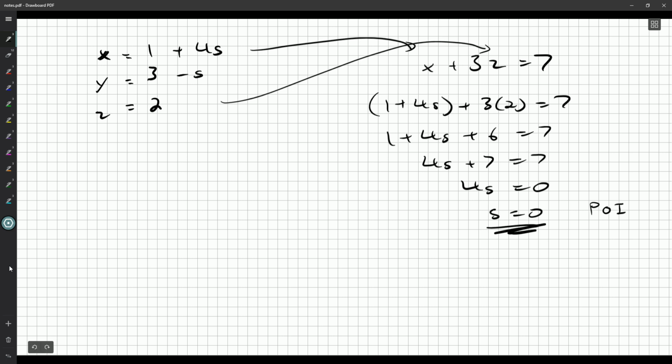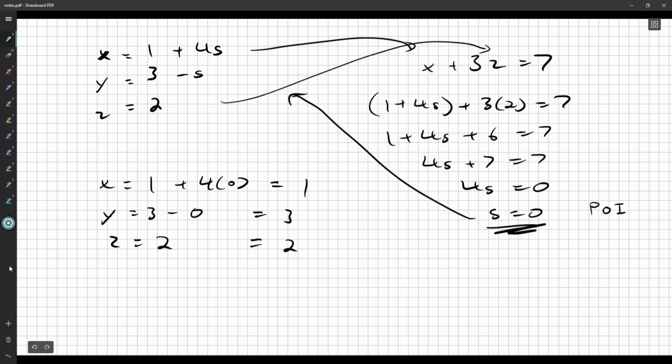We need to remember how to interpret the end result. If you can solve for a value of s or t or q, you have a point of intersection. And to give a perfect answer, we would then plug this value of s back in. Say x is 1 plus 4 times 0. Y is 3 minus 0. And z is still going to be 2. Z is always going to be 2 for every point on this line. So we get 1, 3, and 2. So (1, 3, 2) is the point of intersection, or POI, as we tend to abbreviate it.